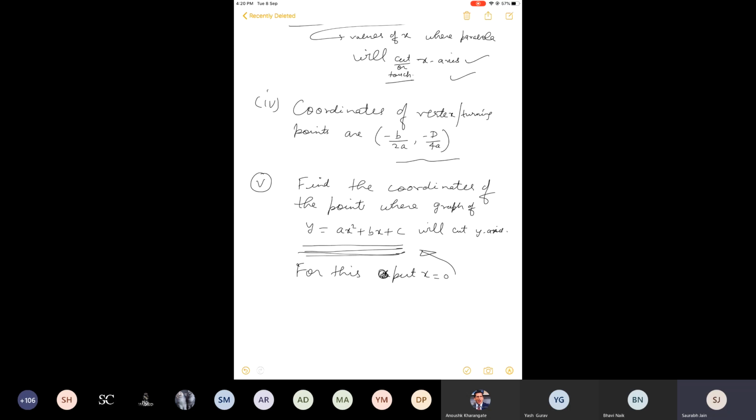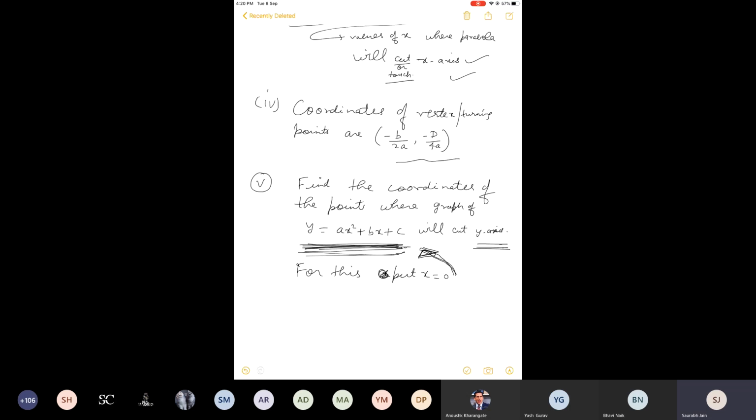Why? Because ultimately you are finding a point which is on this parabola as well as on the y-axis. And what is special about it? That its x coordinate is 0. So you will put x equal to 0 here and you will get some value of y, and as a result you will write that point as 0 comma whatever you get as y. Because coordinates of any point on the y-axis will be of the form 0 comma something. That you will calculate by putting x equal to 0 in the equation of the parabola.